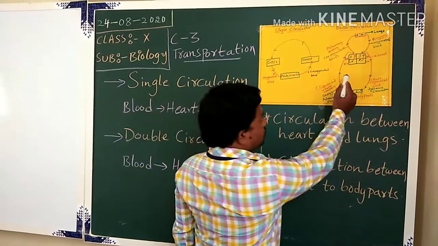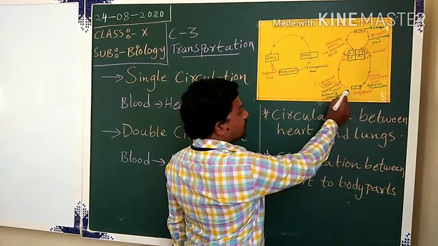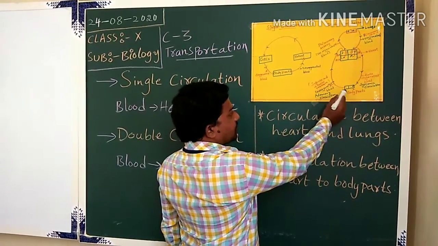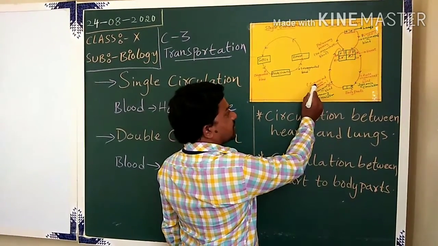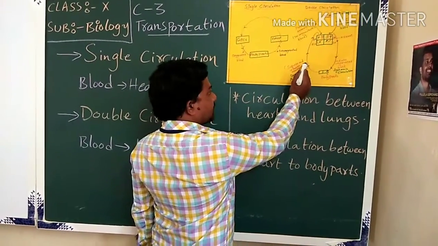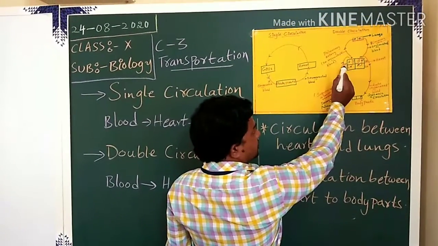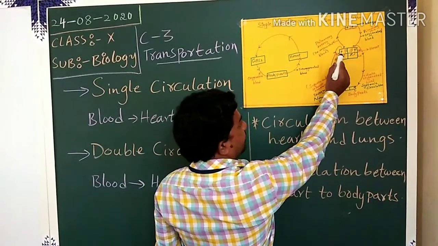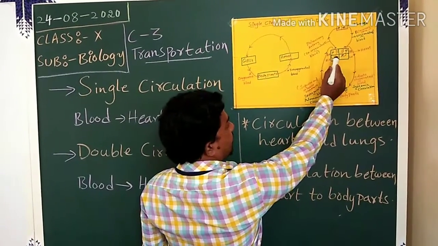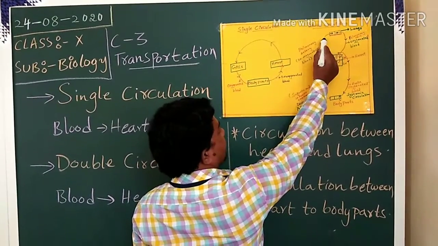Here, if you go through the structure of the double circulation, we observe that first the deoxygenated blood from the body parts is collected by the superior and inferior vena cava, and that blood is sent into the heart. That means it is sent to the right auricle. The right auricle sends that blood to the right ventricle. The right ventricle pumps that blood into the pulmonary artery.